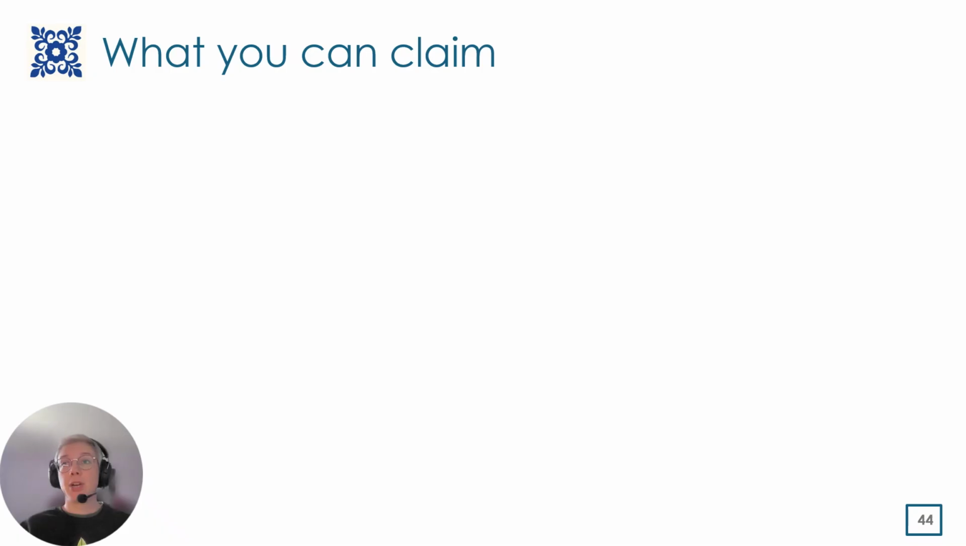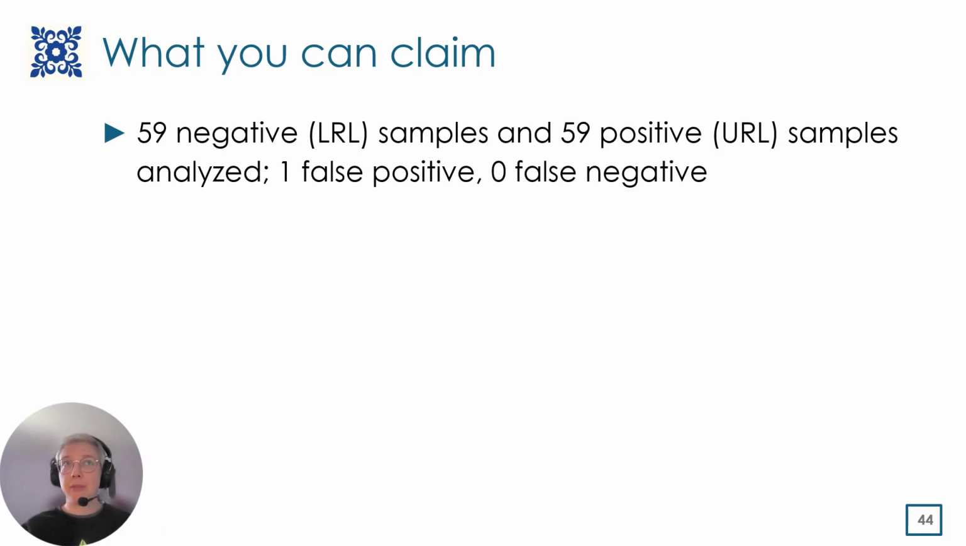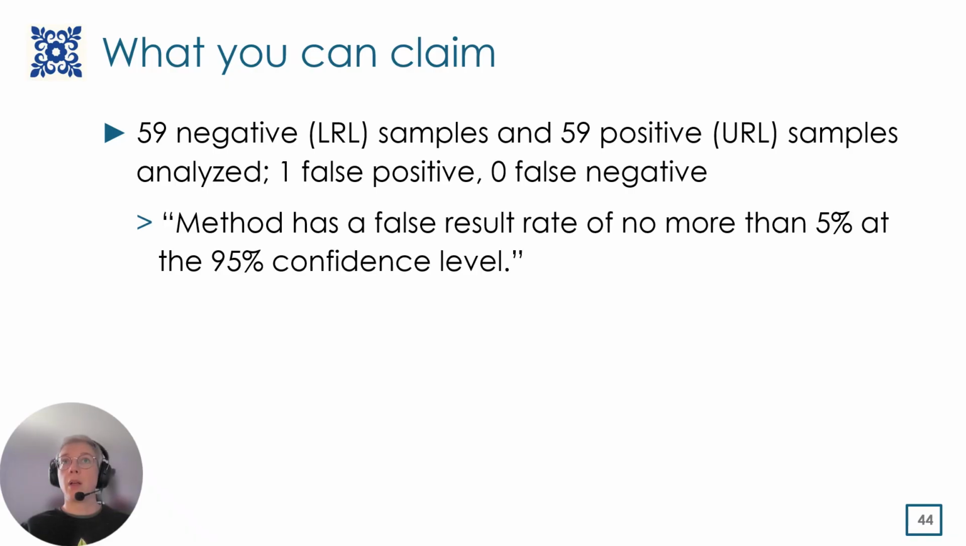Once I've done my validation this way, I've validated my method at a set false results rate, what can I claim in my reports after my validation? Well, let's take a few examples. If you run 59 negative samples at the lower limit and 59 positive samples at the upper reliability limits, and you get one false positive, one false negative, well, that's good. You've met your one failure criteria, and you can claim the method has a false result rate of no more than 5% at the 95% confidence level, right?